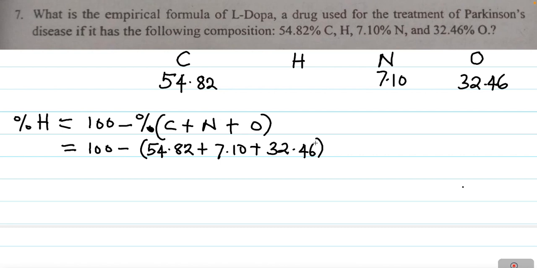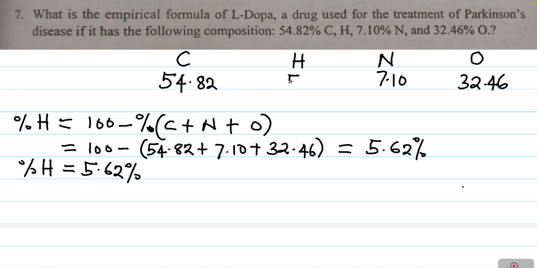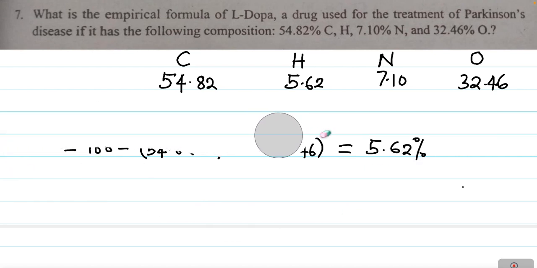So if you subtract this from 100, we'll have 5.62%. Therefore, the percentage of hydrogen is 5.62%. So we can now come back here and put hydrogen to be 5.62. All right, so we've seen how we got the hydrogen. We need to proceed with our solving, so you come here and erase all of this.